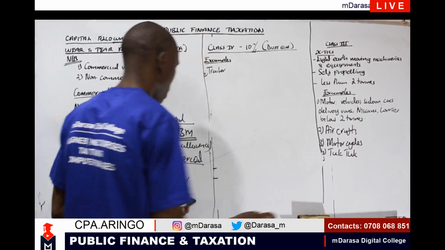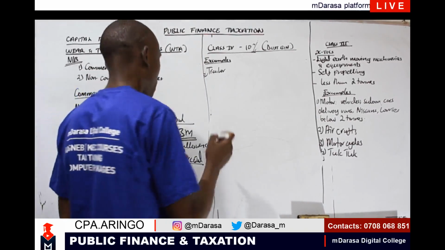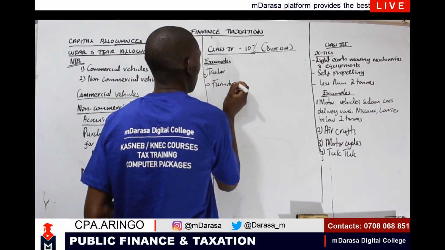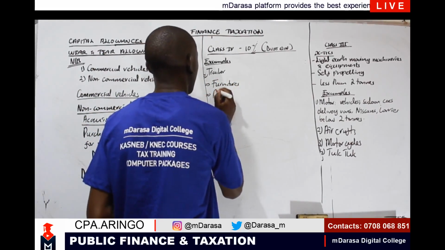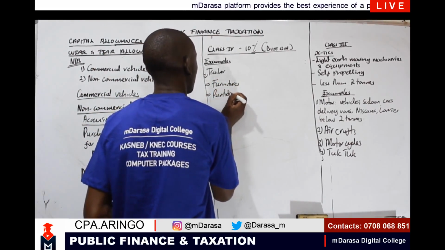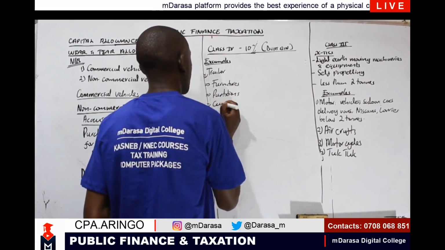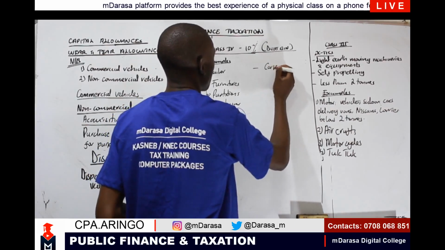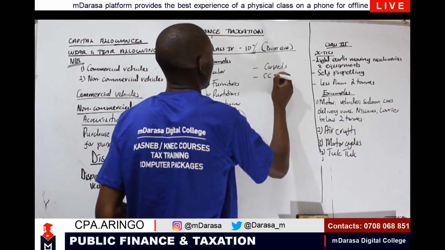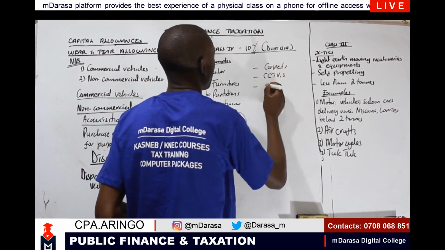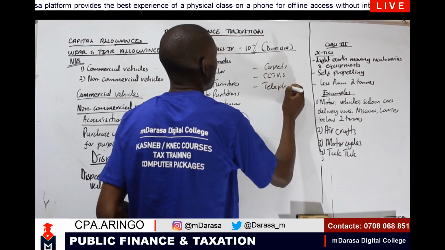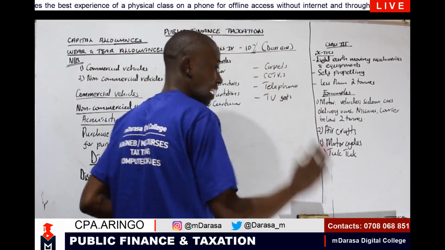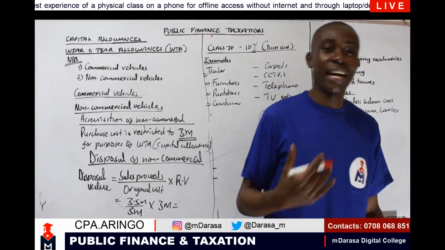So, having that case, we'll also be talking of furniture. We'll also be talking of partitions, office partitions, of course. We'll be talking of curtains, so many things like carpets, CCTV cameras, telephones, my good students, TV sets, my good students, and so many other assets that we'll be having under class 4.